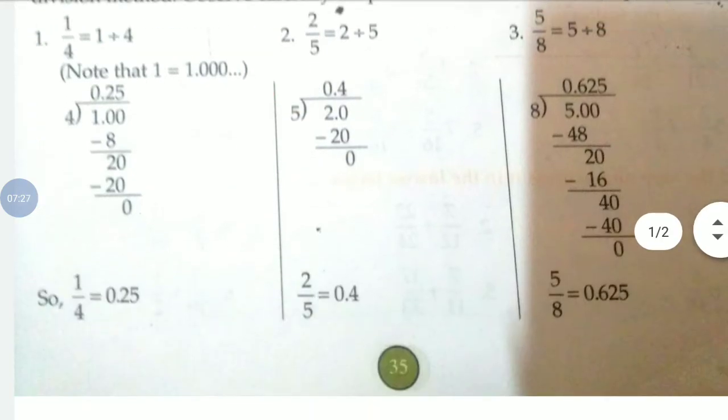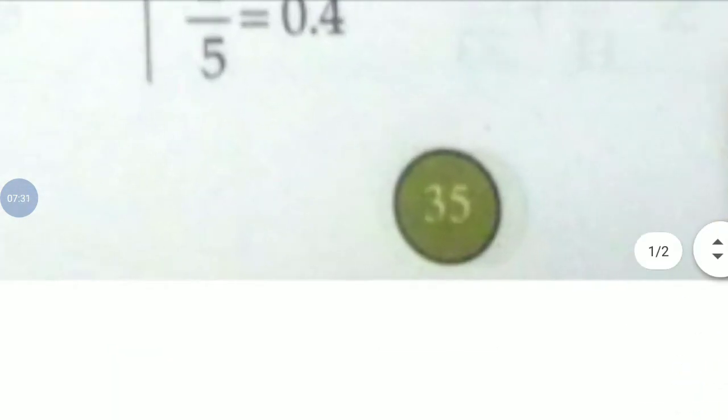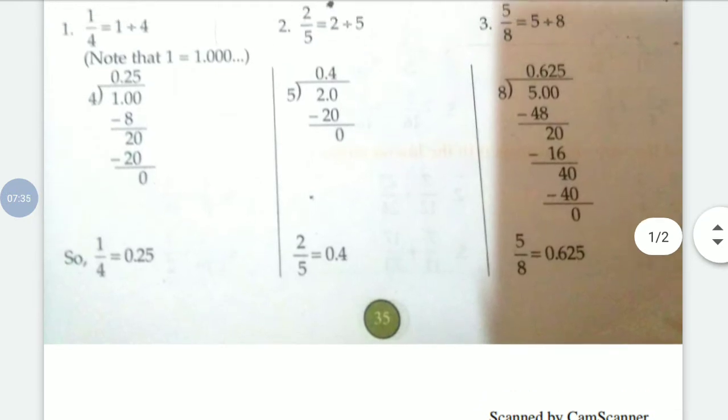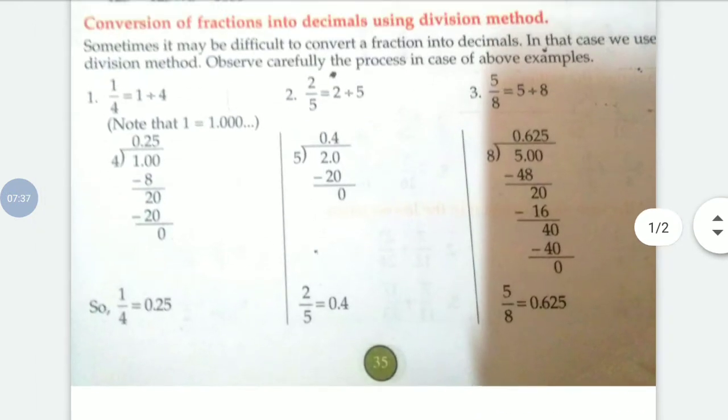In this way, we have some examples that I will explain. And this is the method how we are going to write it down. First, what you have to do? You have to show the division. Then you have to write that the fraction, whatever the fraction is given, is equal to the decimal. That is 1 upon 4 is equal to 0.25. This will be the method to solve it.